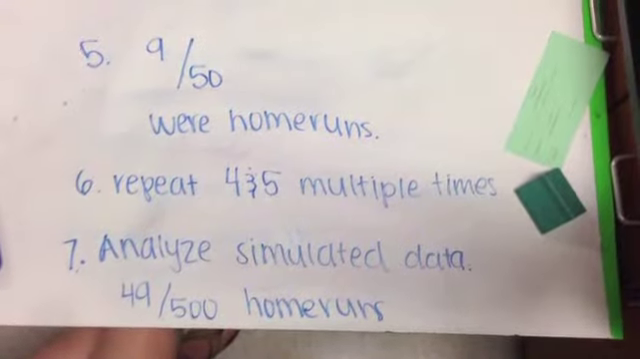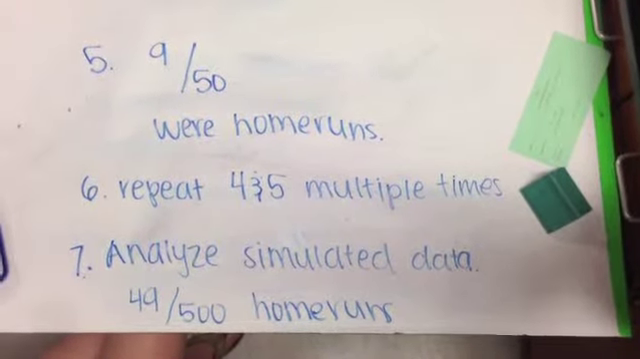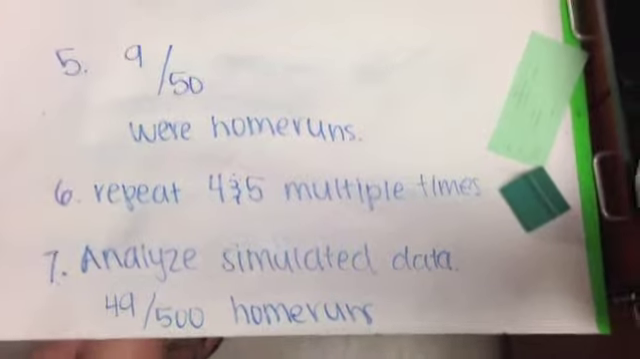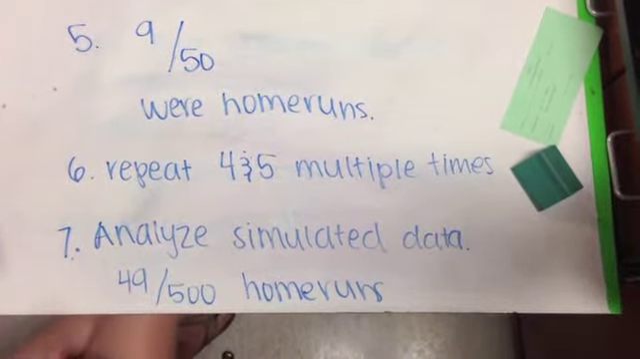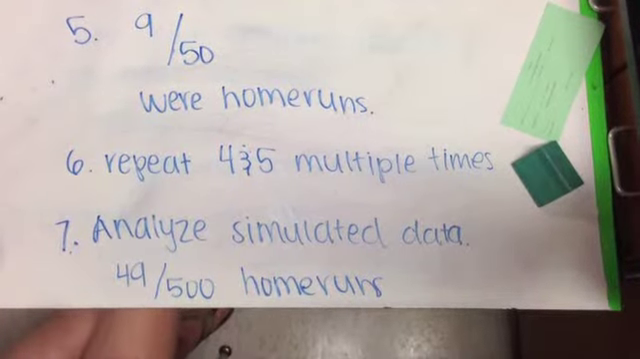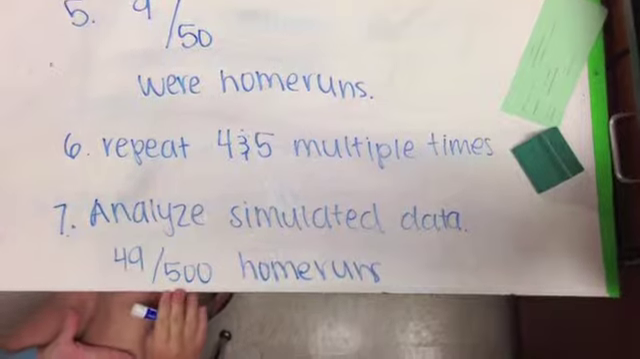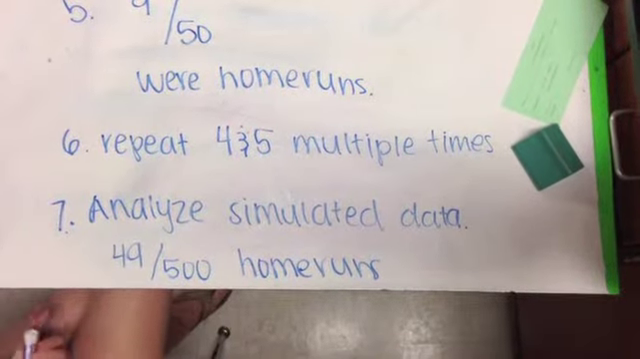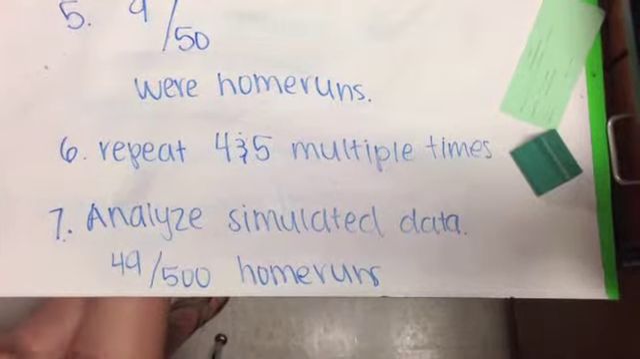So on step number 7, you want to analyze the simulated data. So we repeated the experiment multiple times, and we actually just did the random number generator on the calculator, and we got 49 zeros out of 500. So that's just about 10% home runs, just like the problem told us.